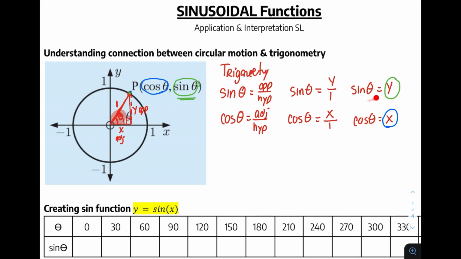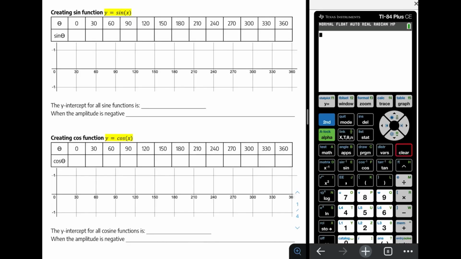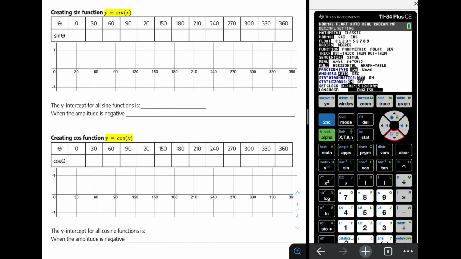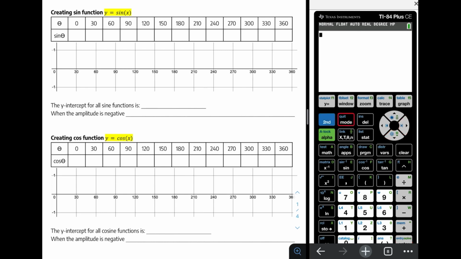Now we're going to look at this simple graph of sine theta and then the simple graph of cosine theta, and we're going to see what these patterns look like. In order for us to graph sine of x and cosine of x, we first need to put our calculators into degrees. In this course, we're always going to be in degrees.